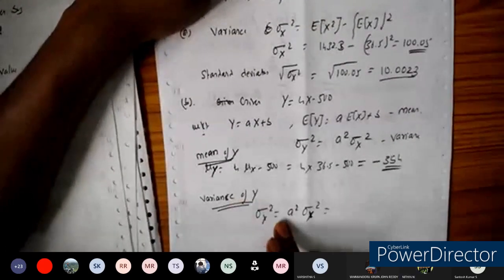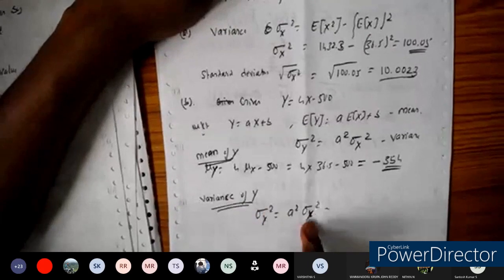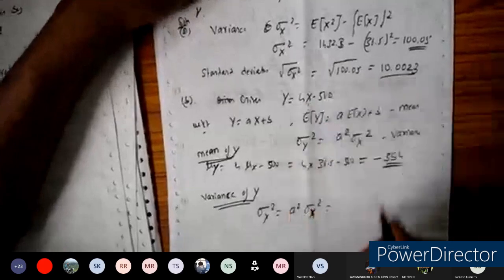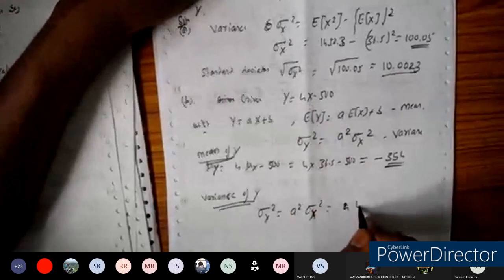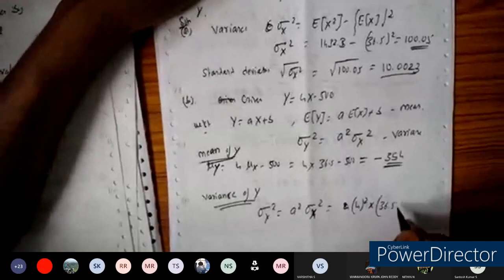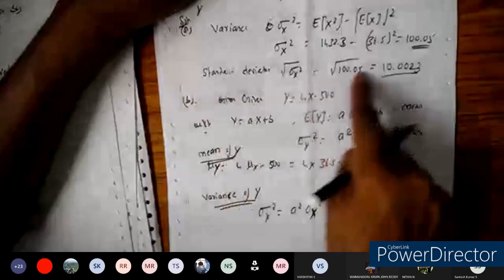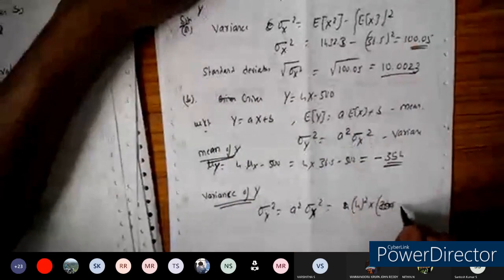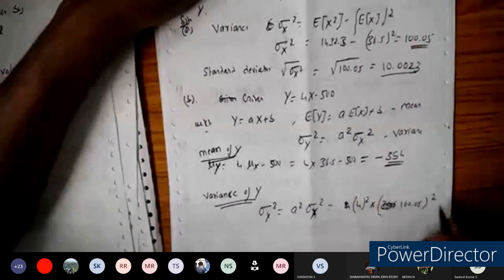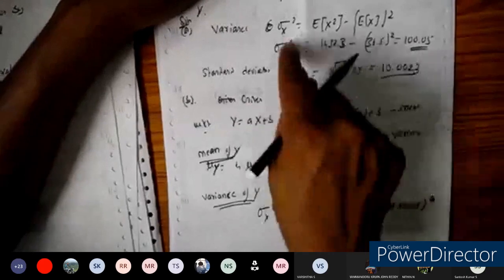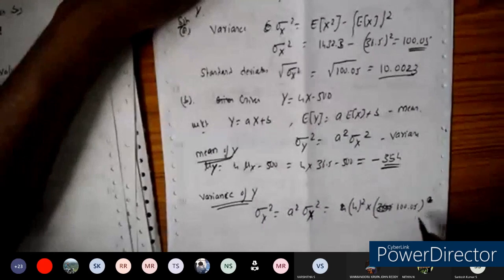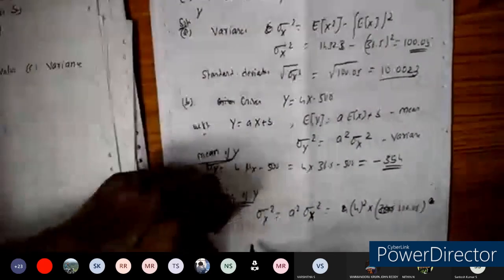So find out the variance of y here. The variance of y is equal to a square into sigma x square. a square is 4 square, into sigma x square, where the variance is 100.05. Sorry, not the whole square. It is 100.05 only, because sigma x square is the variance here, so there is no need of taking the square. Don't get confused.